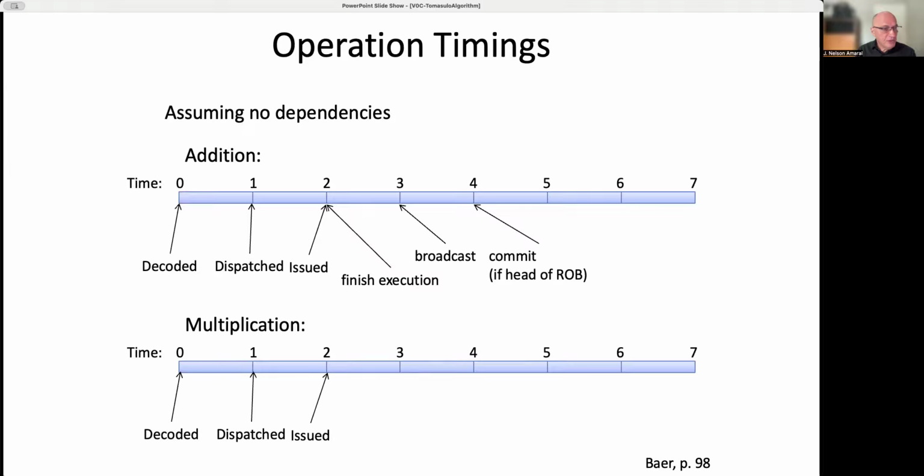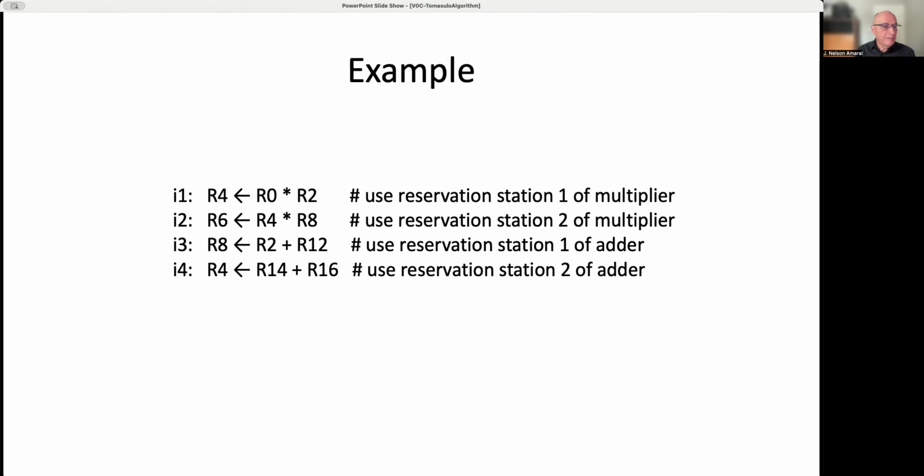If I have a multiplication, the beginning is the same: the decoding, dispatch, and issue will be the same for all instructions. But now the execution of the multiplication instruction will take multiple cycles, so several cycles later it is going to finish. Execution will take one cycle more to get to the broadcasting, and then one more cycle to get to the commit. This is just to illustrate that different instructions may take a different amount of time to execute, so the timing for the instruction can vary.